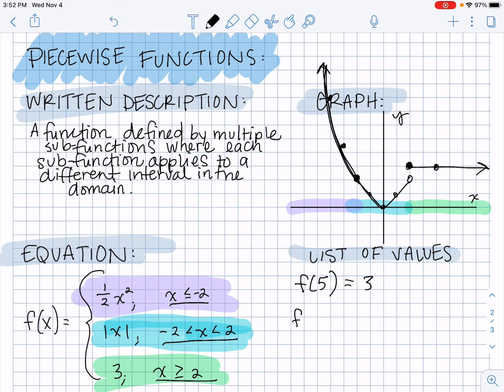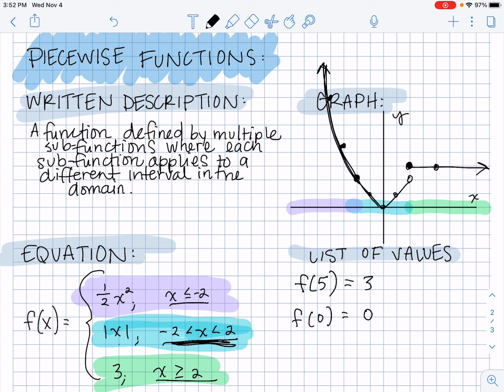And if somebody said, oh, well, what is f of 0? I just made up finding 0. 0 is between -2 and 2, so I'm going to do the absolute value of 0. The absolute value of 0 is 0.